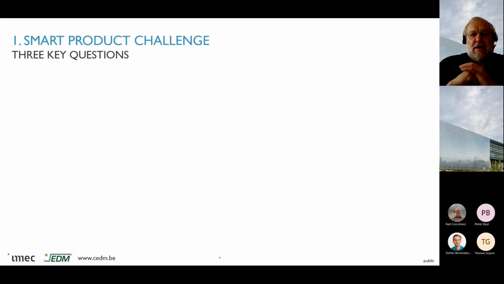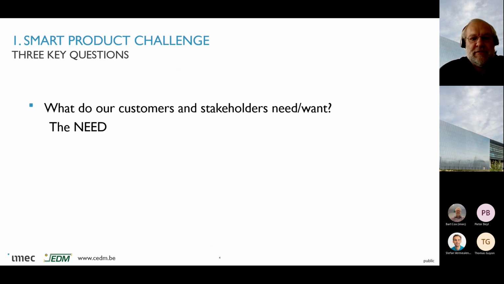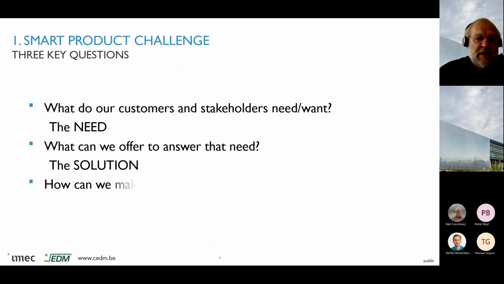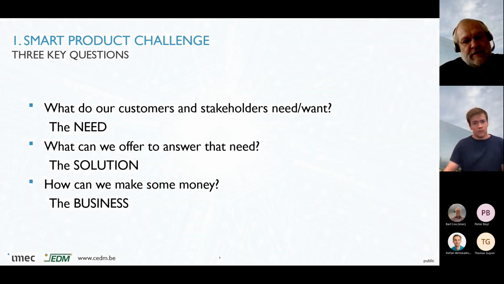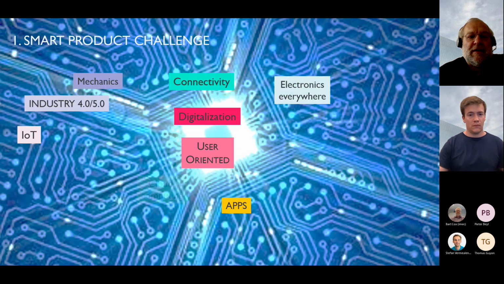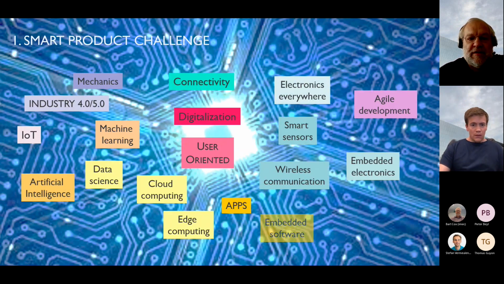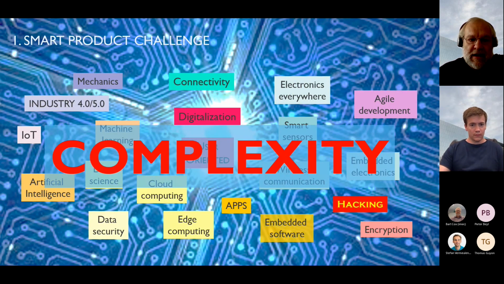What we need to address are three main questions. What do our customers and stakeholders need and want? What is the need? What can we offer to answer that need? And how can we make some money out of this? If we look at the smart product challenge that we are facing, the basic challenge is that we have to deal with a lot of complexity, different aspects, different disciplines that we need to cover.